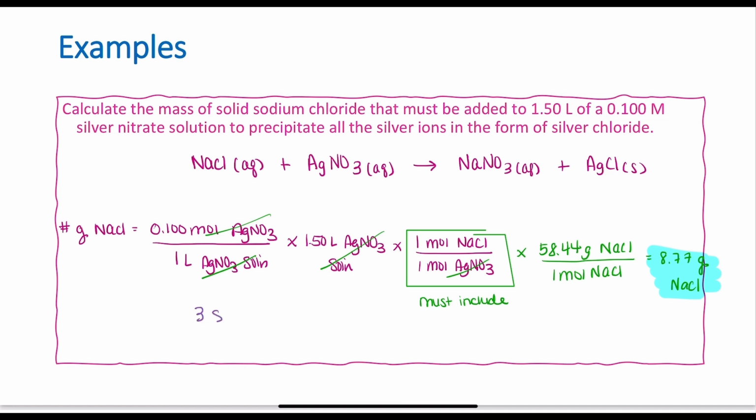Check your sig figs. 3 sig figs, 3 sig figs, exact, and 4 sig figs. So we are good with 3 sig figs. It will take 8.77 grams of sodium chloride to precipitate all of the silver ions out of the solution in the form of silver chloride.